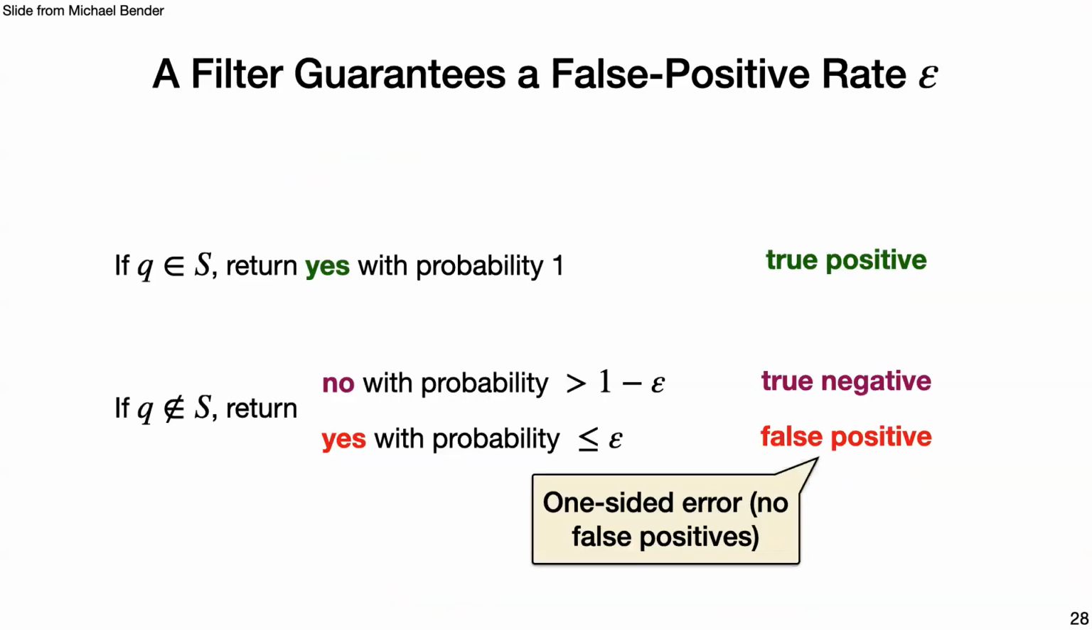Okay. And the way that filters give you this guarantee: if your element is in the set, return yes with probability 1. So if you see yes, then you're always guaranteed that your element is inside the set. But if it is not in the set, you see no with probability 1 minus epsilon, which is your error bound, or you see yes with probability up to epsilon, which is a false positive. So if you see no and it was actually no, that's called a true negative. And if you see yes, but it was actually no, then it's called a false positive.